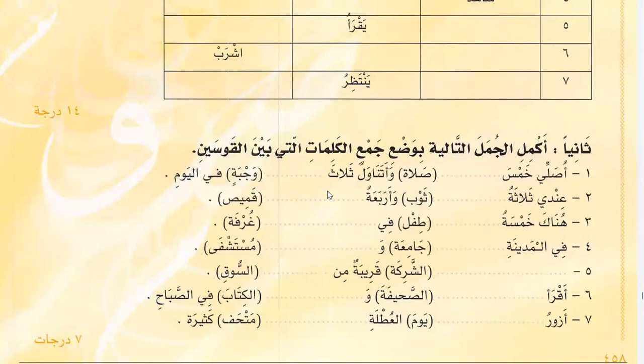He's asking you to write the plural of these words in the blanks. So what will we write here? Salawat. Then? Salasa. Wajabat. Usalli khamsa salawatin wa tanawalu salasa wajabatin fil yawm. Next. Aswab. Then. Abatu. Kumsan. Indi salasatu aswabin wa arbatu kumsana. Next. Atfal. Guraf. Hunaka khamsatu atfalin fi ghurafin.